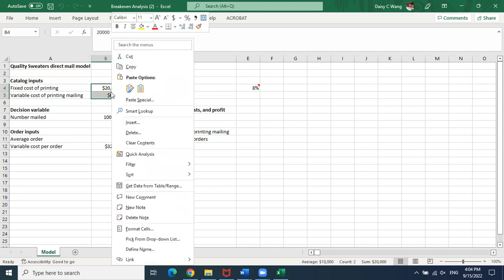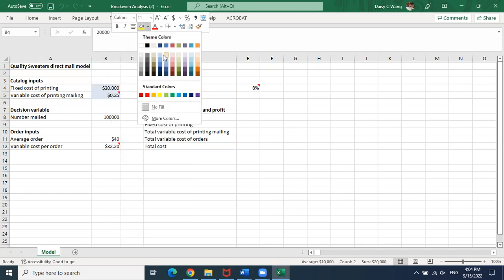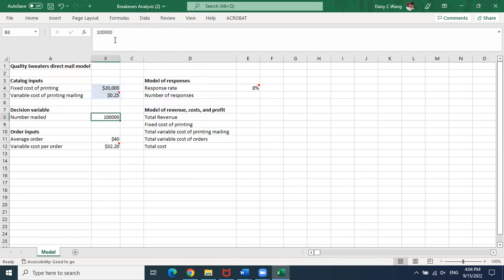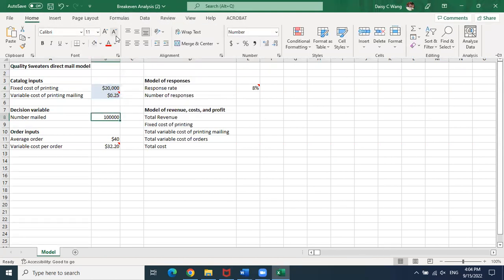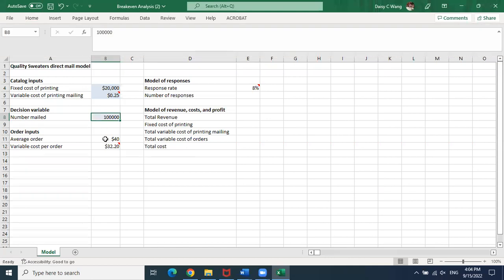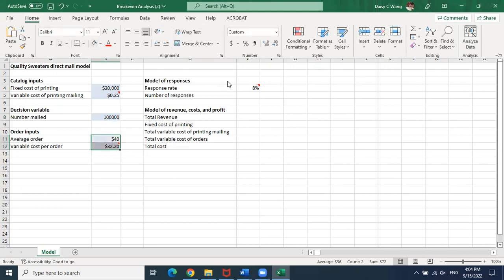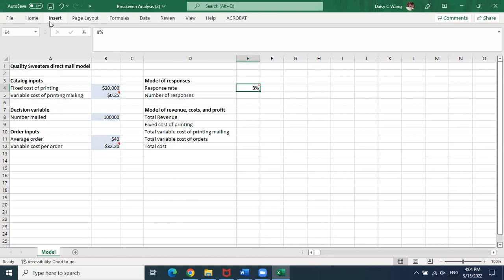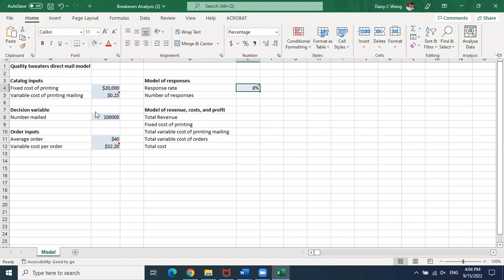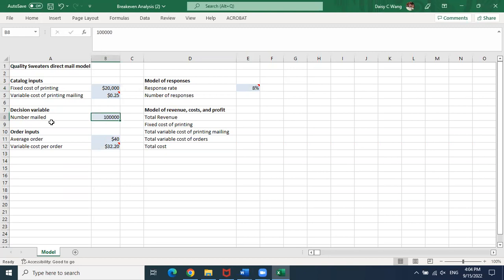Let me put it in blue. That's what we usually do. When we have known information, we put it in blue, so we know what is given. So all the information we have now, we put in blue. And then there is one decision variable here, which should be empty. This is the one we are going to decide: how many we need to break even.